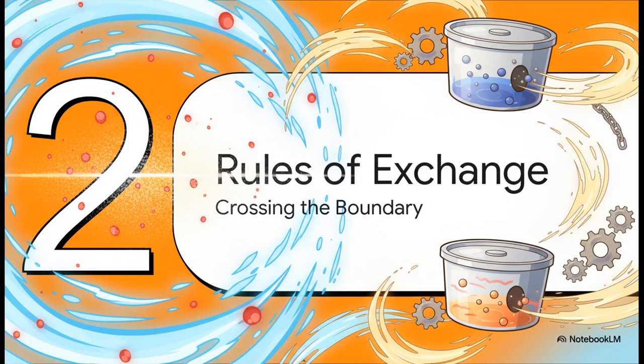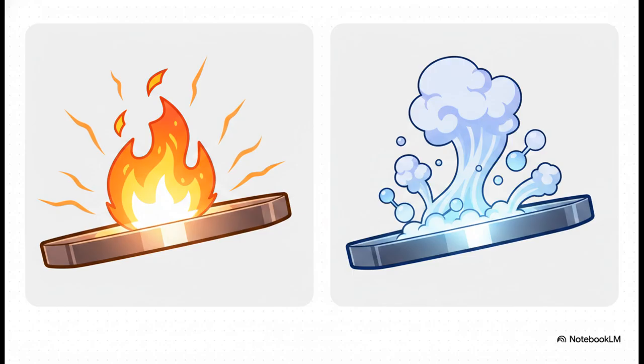Moving on to section 2, rules of exchange. Basically, we need to know what's allowed to cross that boundary. See, things don't just sit perfectly still, they interact. And our system only allows 2 specific types of things to cross its boundary to interact with the surroundings. First, we've got energy exchange interactions. This includes stuff like heat, work, friction, or radiation.